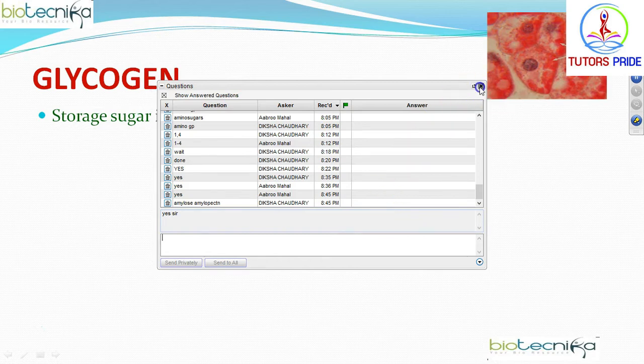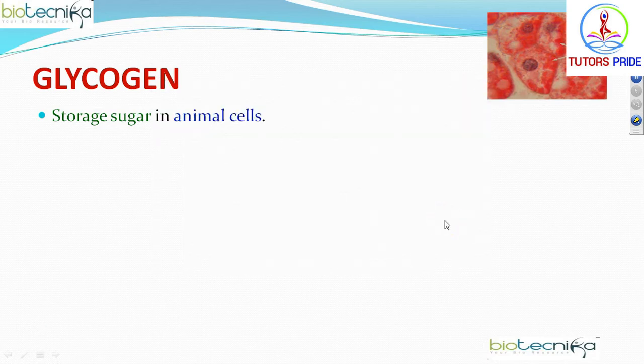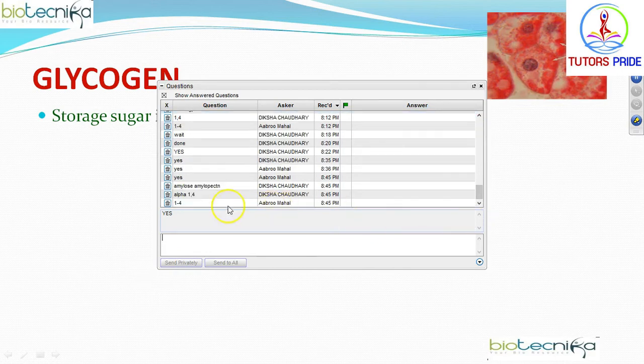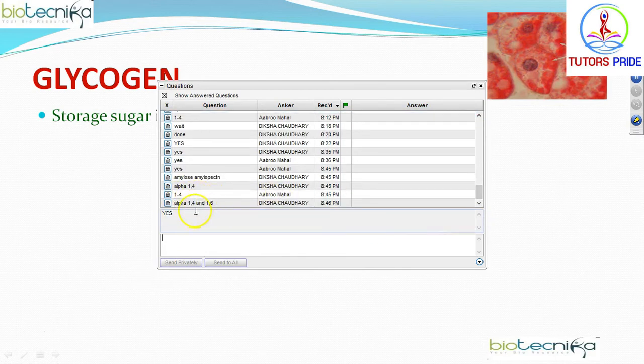Amylose and amylopectin. Okay. Tell me, in amylose, what is the linkage present? And in amylopectin, what is the linkage? Okay, 1,4. In amylose, alpha 1,4, and in amylopectin, alpha 1,4 and 1,6. Very good.